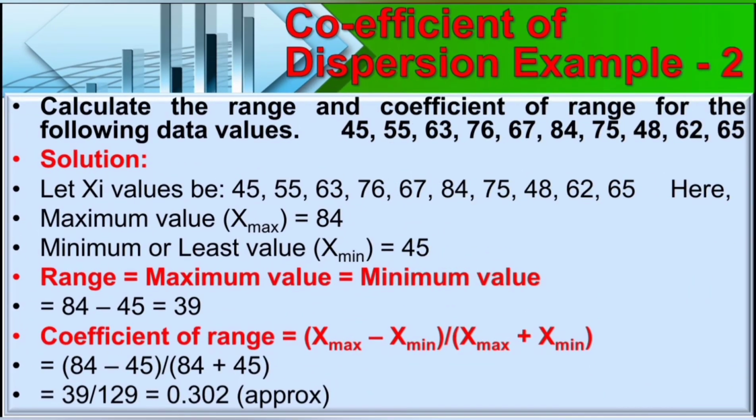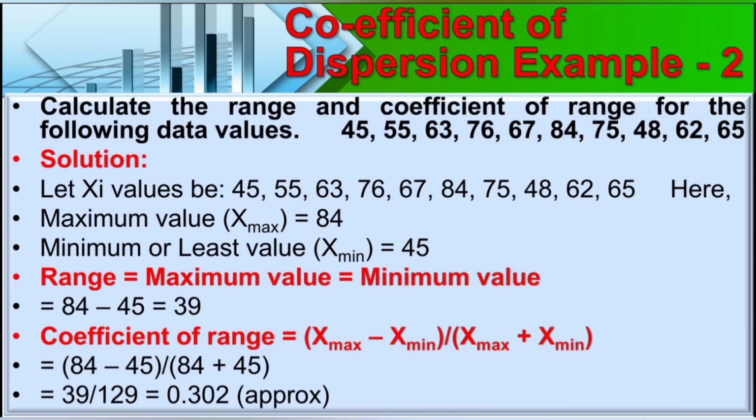Coefficient of dispersion. Example 2. Calculate the range and coefficient of range for the following data. Values are 45, 55, 63, 76, 67, 84, 75, 48, 62, and 65. Here the maximum value is equal to 84 and the minimum or least value is equal to 45.